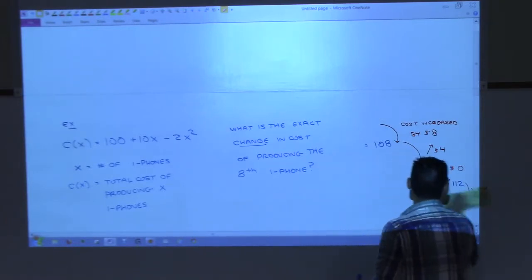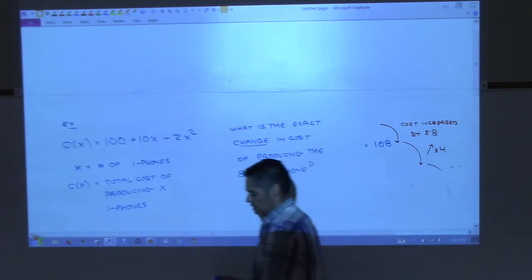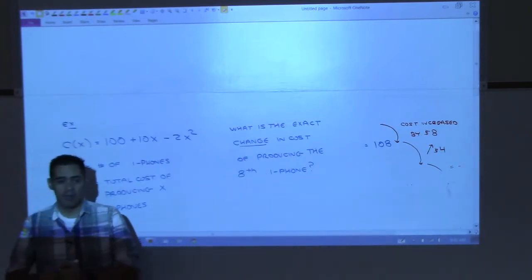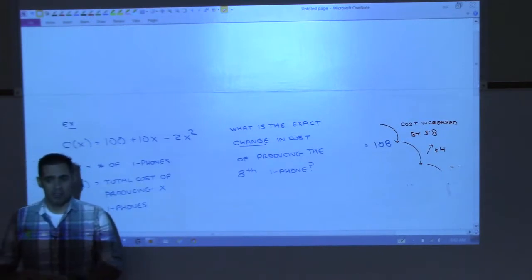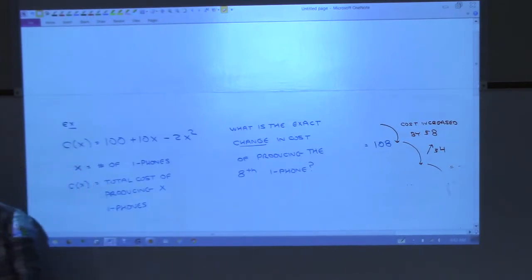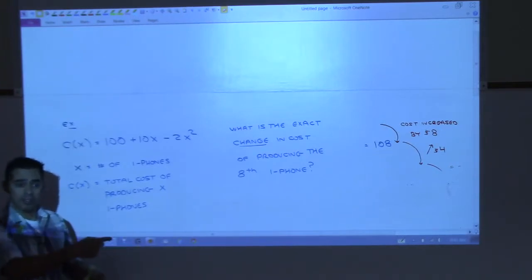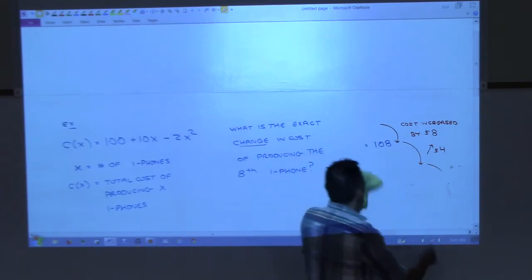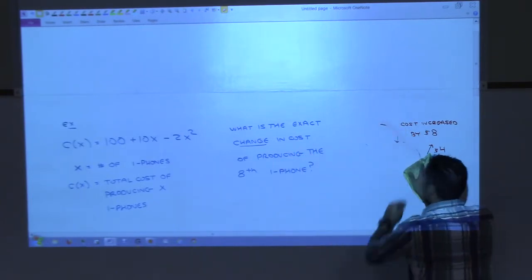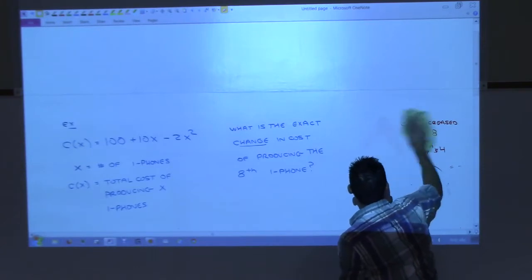Let's be very clear on what this question is asking. It is not asking how much it costs to produce 8 iPhones, right? It's asking how much is my cost going to change if I produce that 8th iPhone, right? How much is it going to go up by, my cost? So it wants me to do like a subtraction like this, right? So how am I going to be able to figure that out? What am I going to need to know in order to figure out the change?